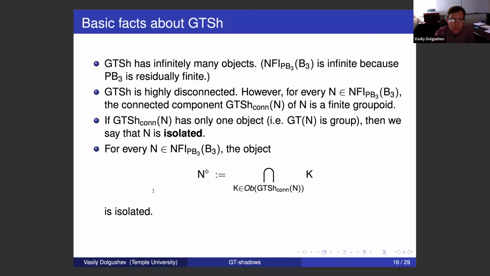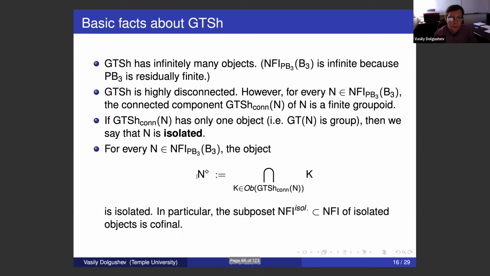And then another thing that can be proved relatively easily is that for every n in NFI, because the connected component is finite, I can take finitely many objects, intersect them, and the object I get will be isolated. In particular, the subposet of isolated elements is cofinal. So if you take any element in NFI, you can always take a subgroup inside that n that is isolated.